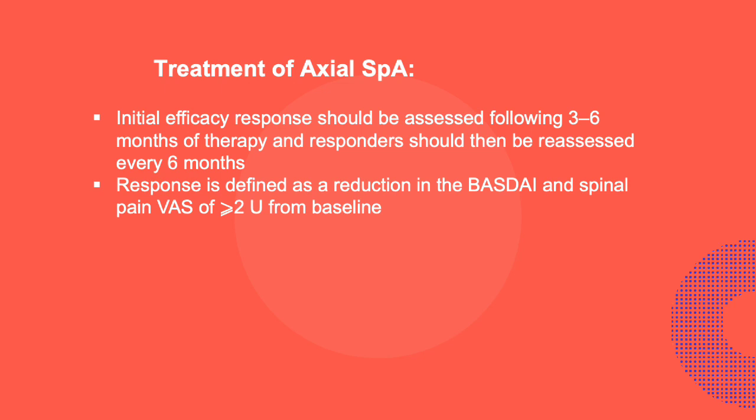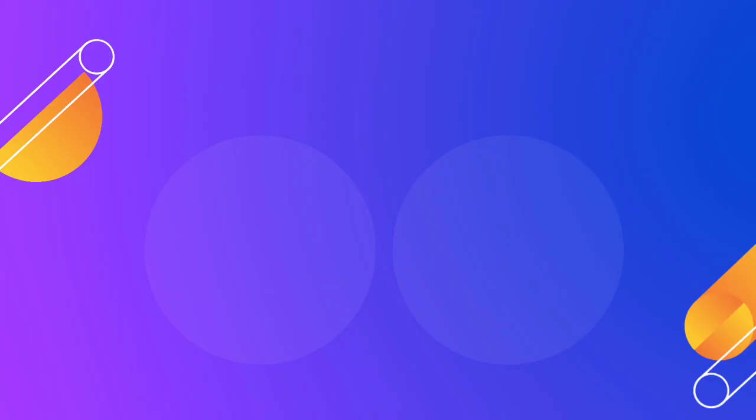Initial response is assessed following 3 to 6 months of therapy, and responders should then be reassessed every 6 months. Response is defined as a reduction in the BASDAI and spinal VAS score of 50% or 2 units from the baseline. Therefore, it is very important to document baseline BASDAI score and spinal VAS score.